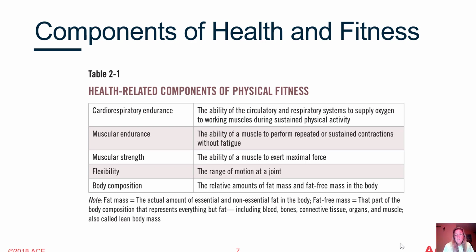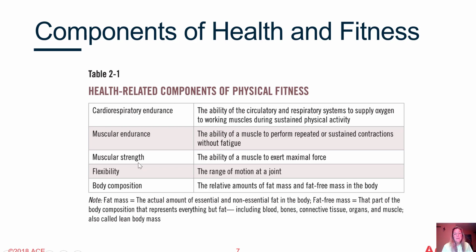So as far as all 5 go, the most important is cardiorespiratory endurance. So the ability of your circulatory system and your respiratory system to supply oxygen to your working muscles during sustained physical activity. So if we're going to do anything at all, doing aerobic exercise is really the most important thing on a weekly basis. Then you have muscle strength and endurance.